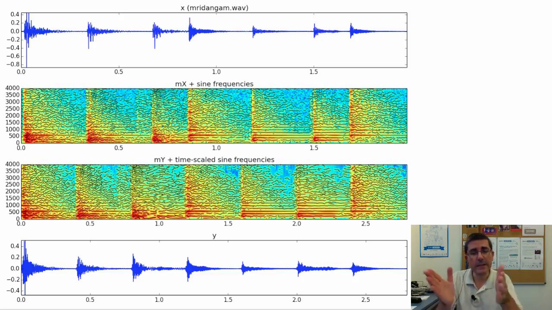So let's see a particular example of this time scaling effect, in which we start from a Madranga sound, okay, and we are analyzing that with the sinusoidal model. So on the spectrogram on top, what we're seeing is the original signal and the trajectories of the sinusoids. And let's listen to the sound first.